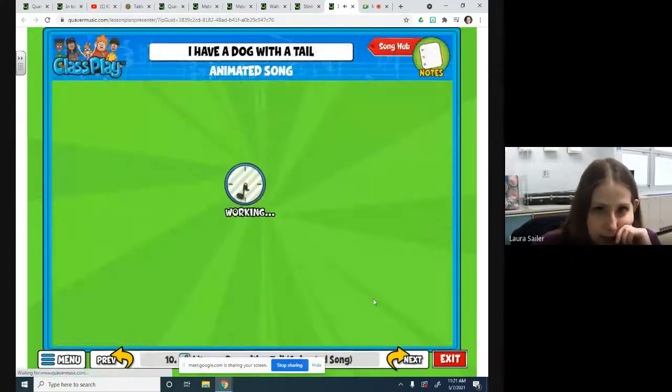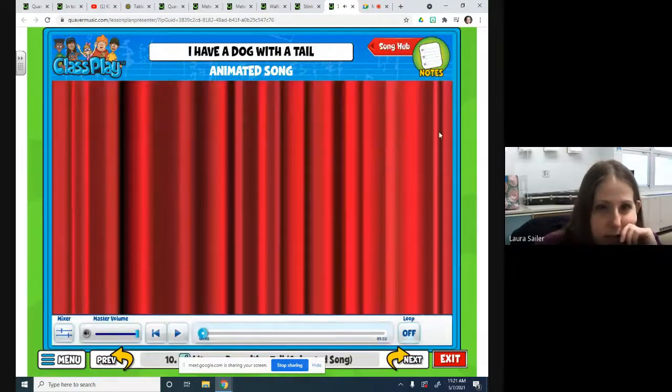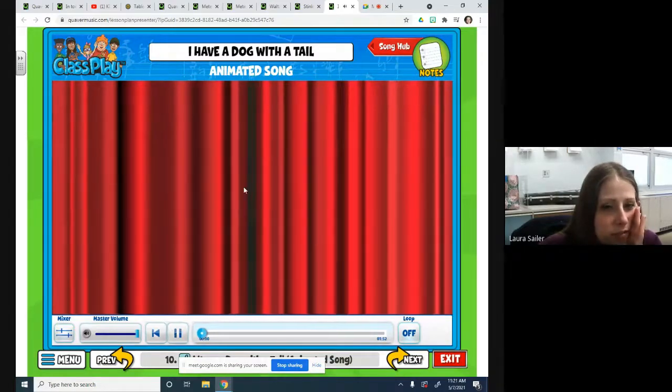Okay, so the next thing is I Have a Dog with a Tail. This is a really fun song in the meter of 3. And you'll see that each animal does something. And also in the background, as each animal comes up, there's something going on. So you have to watch for that background stuff.